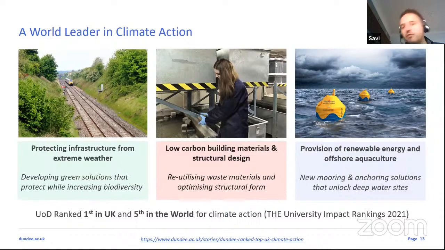This is a ranking for the university. The University of Dundee is ranked first in the UK and 5th in the world for climate action, according to the University Impact Ranking 2021.